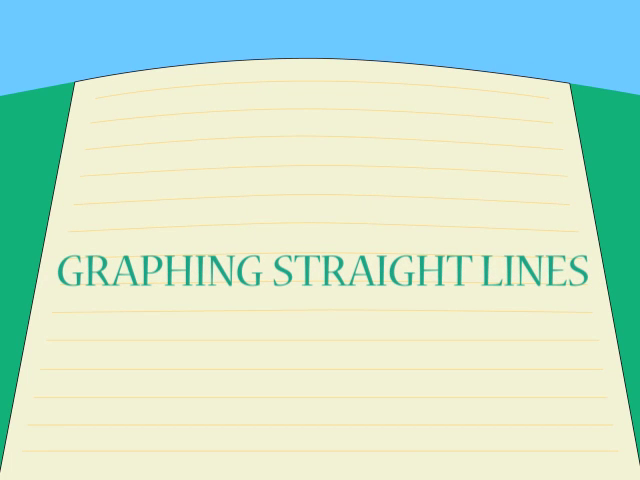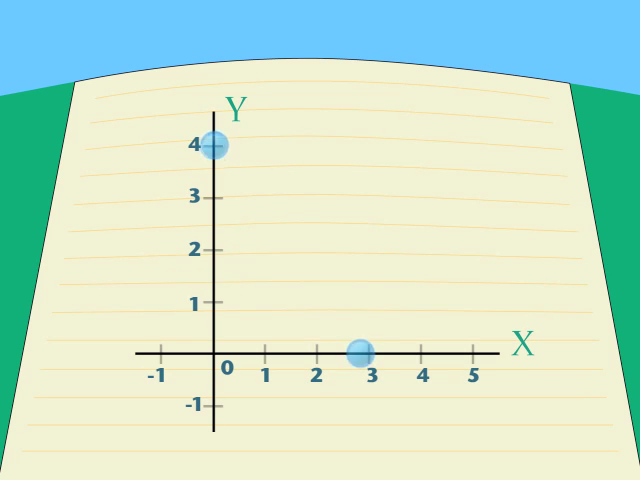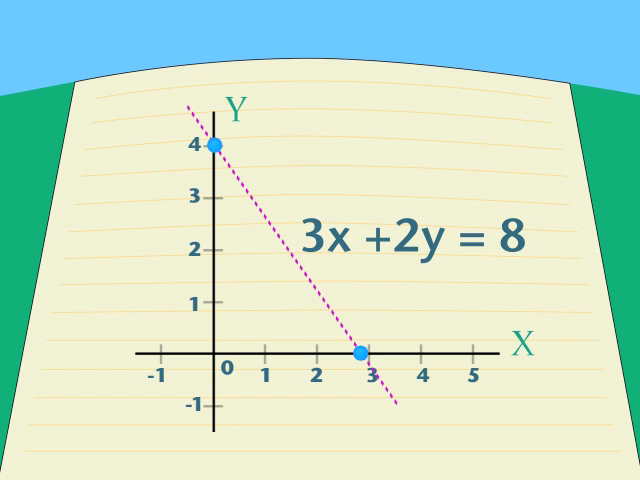the module on graphing straight lines before continuing, because graphing a straight line is key to all we're about to do. We take the 2 points we just found, locate them on our Cartesian plane, and draw a line through them. This line is the graph of the equation 3x plus 2y equals 8. Let me point out a couple of things worth remembering here.